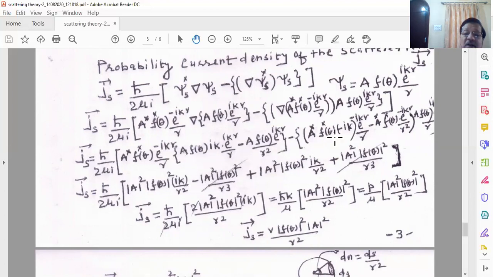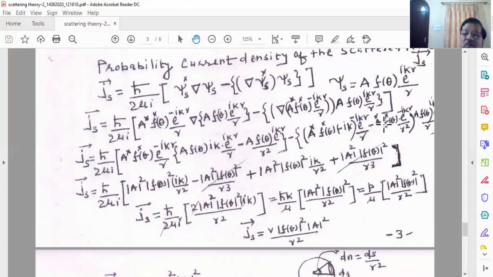Now in the third term, look, there is a minus sign here and there is a minus sign here. So these two minus signs give you a plus sign. If you multiply this factor, a star into a is mod a square, f theta star f theta is mod f theta square. Then this is my ik, so plus ik over r, and 1 upon r of 1 upon r gives you 1 upon r square. So this equation you can write down.